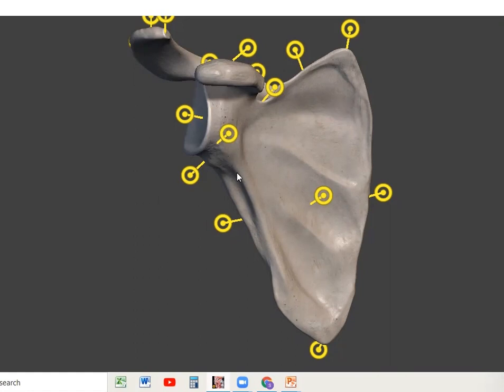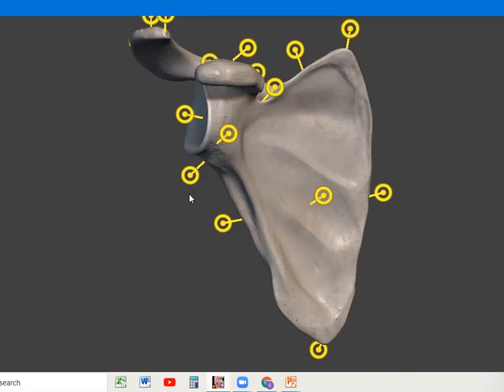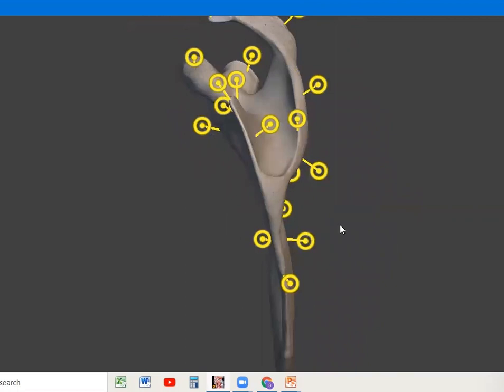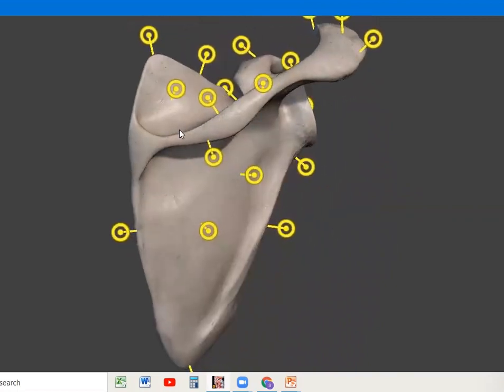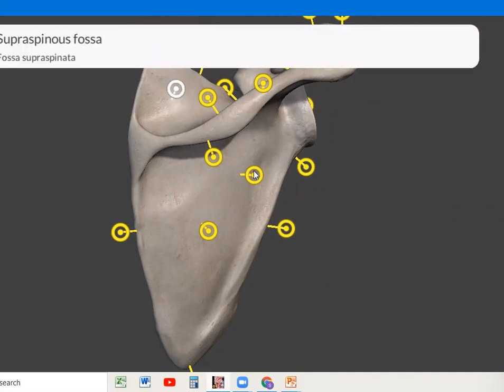Then the second one: the lateral border is very thick. It runs from the glenoid cavity to the inferior angle. Then another one: the costal surface is concave. Then the dorsal surface is convex. It is divided by the spine process into two parts, above the supraspinous fossa and below the infraspinous fossa. These are the side determination of the scapular bone.